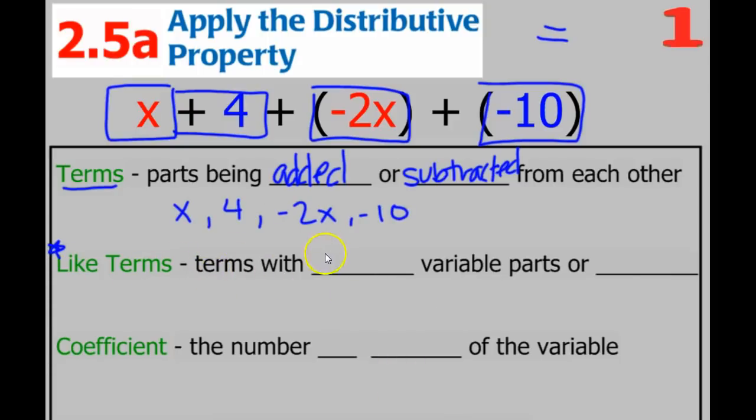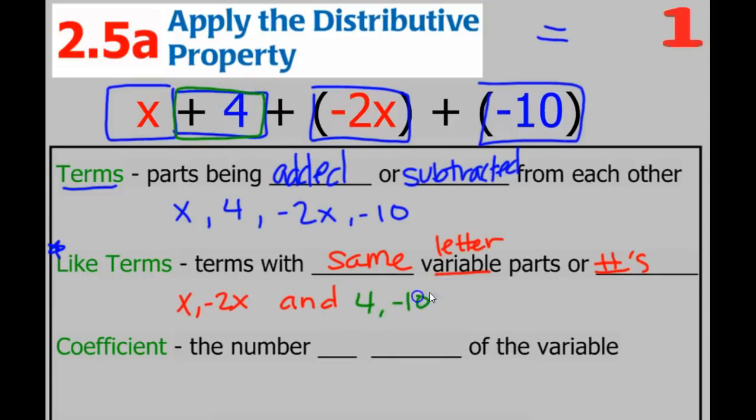Like terms are terms with the same variable parts or are just numbers. Okay? So if they have the same variable, another word for a variable is the same letter. So for example, the ones that have the same letter, this x and negative 2x. So x and negative 2x. And our other two that are just numbers, 4 and negative 10. Because if we wanted to, we could combine these together and we could combine those together.